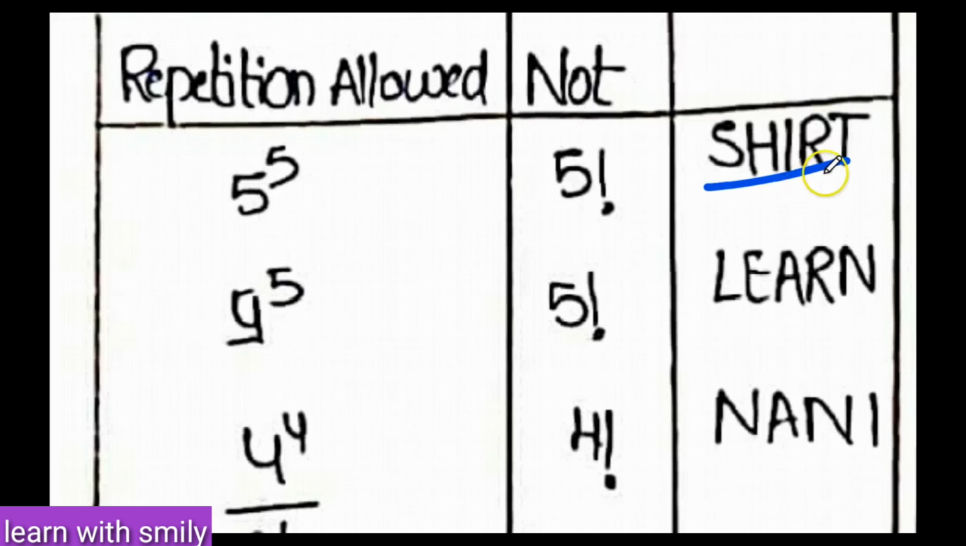For shirt with non-repeated letters, it is 5 factorial because it has 5 letters in it. But when coming to repetition allowed, there are 5 letters, so it is 5 power 5. Coming to learn, it also has 5 letters, and when repetition is allowed, it is also 5 power 5.